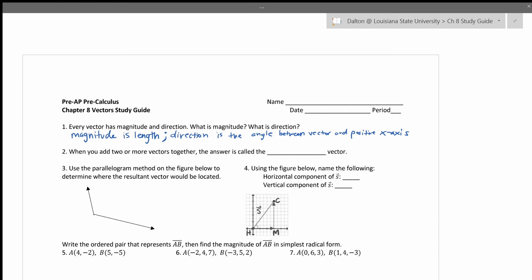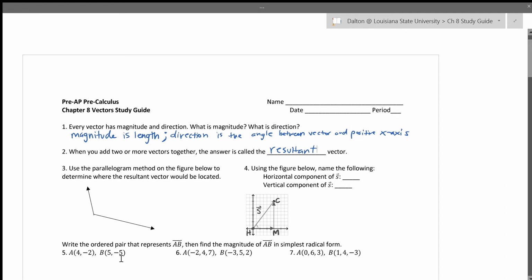Number 2, when you add two or more vectors together, the answer is called the resultant vector. Number 3, use the parallelogram method on the figure below to determine where the resultant vector would be located. So this is literally the first thing we talked about in this chapter.